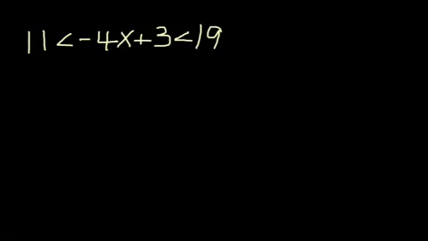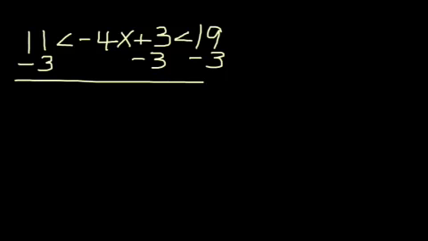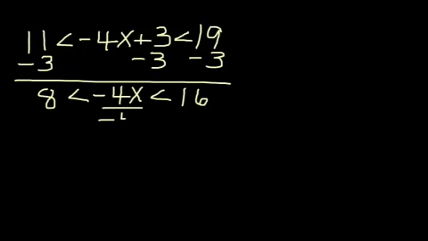You don't see the word there, but we can read negative 4x plus 3 is between 11 and 19. So I'm going to solve it the same way. I'm going to try to isolate the x by subtracting 3 here, and here, and here. So 11 minus 3 gives us 8. We're left with negative 4x in the middle, and 19 minus 3 is 16. Now to get x by itself, we have to divide by negative 4, and we do that in all three places.